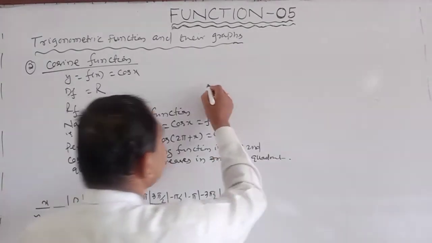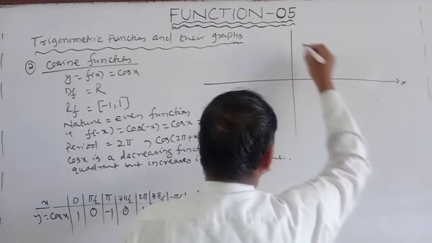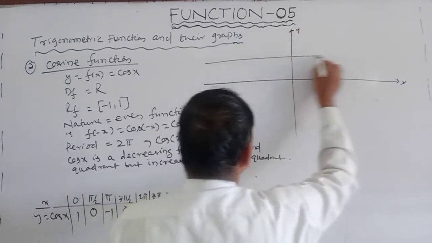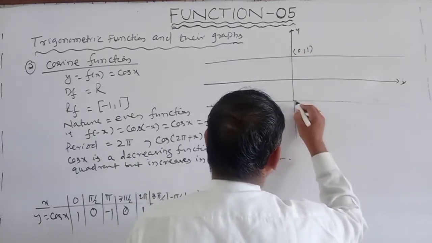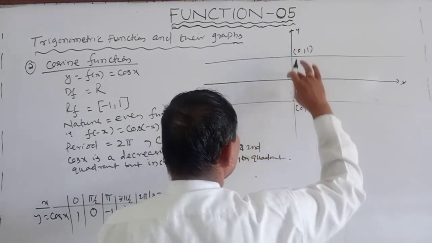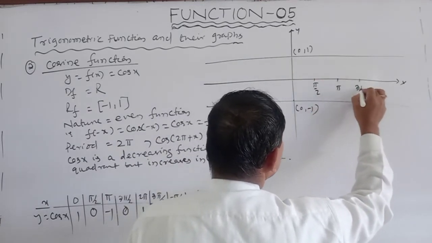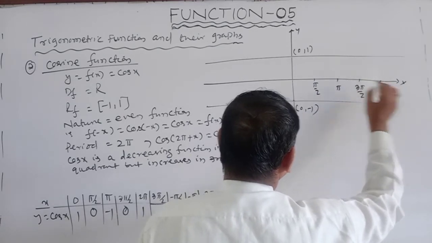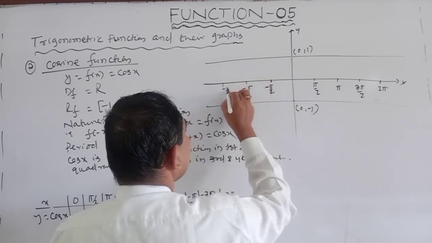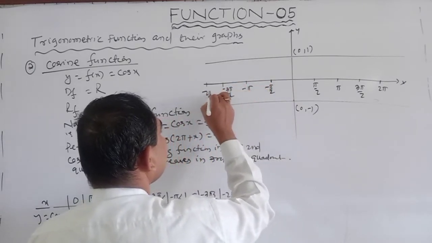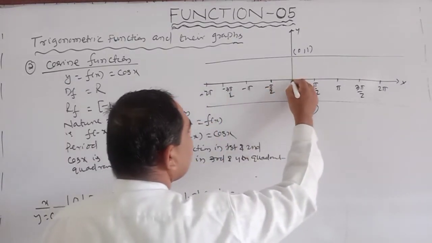Draw the graph. This is the x axis, this is the y axis. So this is our 0, 1. This is 0, -1, meaning a length of 1. This is pi by 2, this is pi, this is 3 pi by 2, this is 2 pi. Here also minus pi by 2, minus pi, minus 3 pi by 2, minus 2 pi. Okay, so this is 0, the origin.